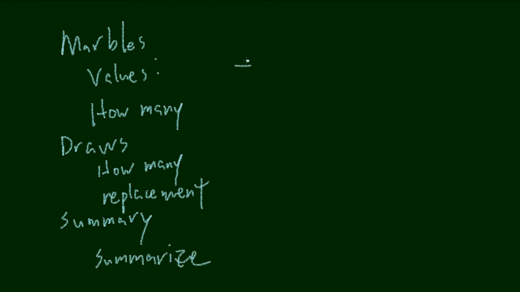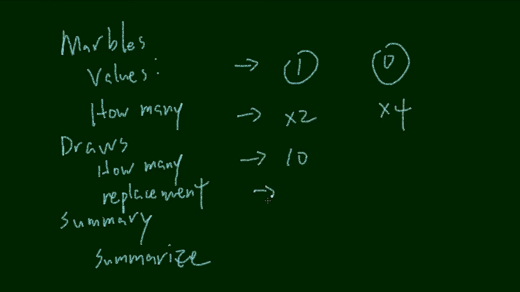For a simple die tossing experiment, we only had marbles 1 and 0, and we had 2 1s and 4 0 marbles. The draw we've done 10 times with replacement. And lastly, the way we summarize was just to calculate the proportion.